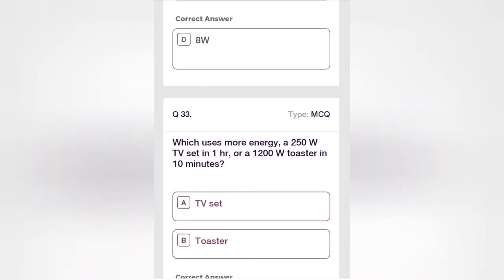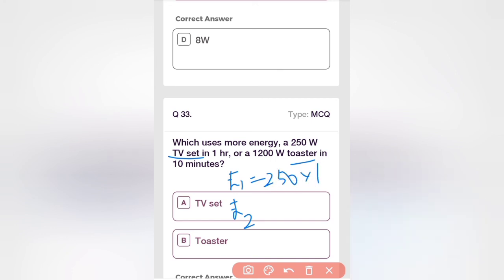Which uses more energy, a 250 watt TV set in 1 hour or a 1200 watt toaster in 10 minutes? See, the energy for the TV set is taken as E1 and the energy for the toaster is taken as E2. Power into time will be the expression. So therefore 250 into 1 hour, it's going to be 0.25 kilowatt hour. But when we go for the toaster, it is 1200 into 10, which is going to be 12 kilowatt.